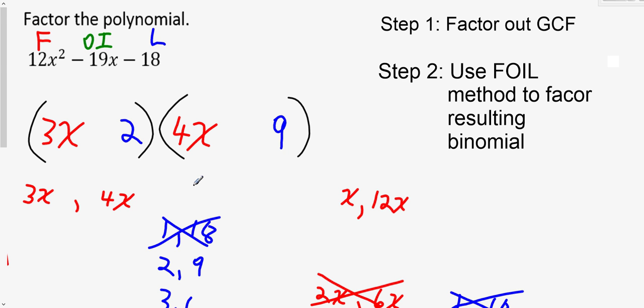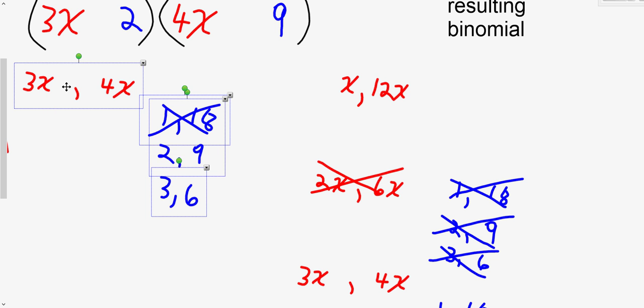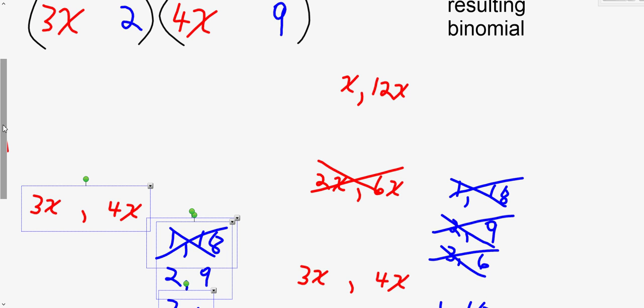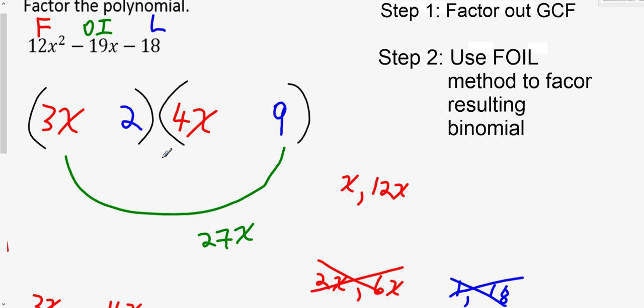Now let's check the outside, inside, the OI part of FOIL, to see if these will work. Let me just move this out of the way a second here. Let's check the O and the I to see if they work. So I know that first will work: 3x times 4x will give 12x squared. I know that last will work because 2 times 9 is indeed 18. Now let's check outer. That would give me 27x. And inner, inside would be 8x.